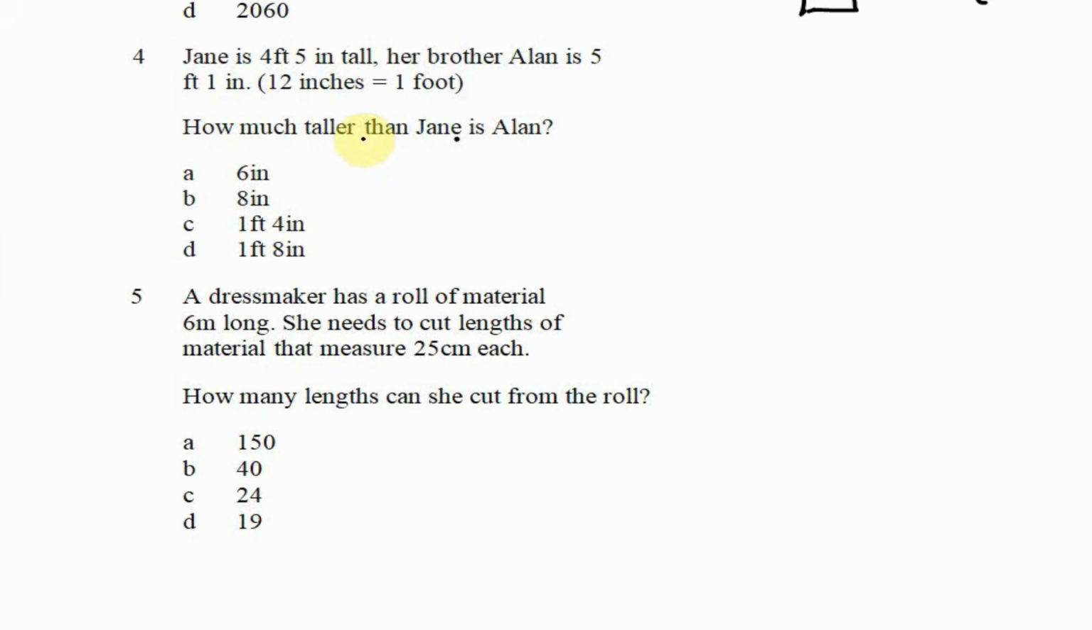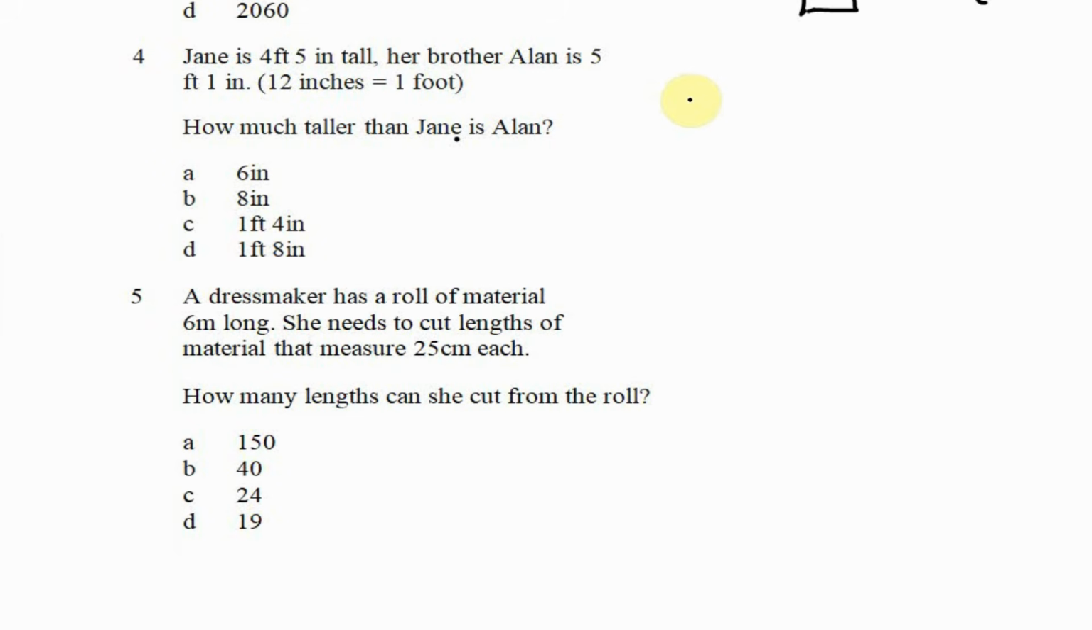Now here we are with question 4. So Jane is 4 feet 5 inches tall. Her brother Alan is 5 feet 1 inch. Now they gave us the unit conversion, so 12 inches is equal to 1 foot, and they're asking us now how much taller than Jane is Alan. So they want to know how much taller is her brother than herself. In other words, how much taller is Alan than Jane? Now we can do some subtraction here. All we need to do is to subtract Jane's height from Alan's height.